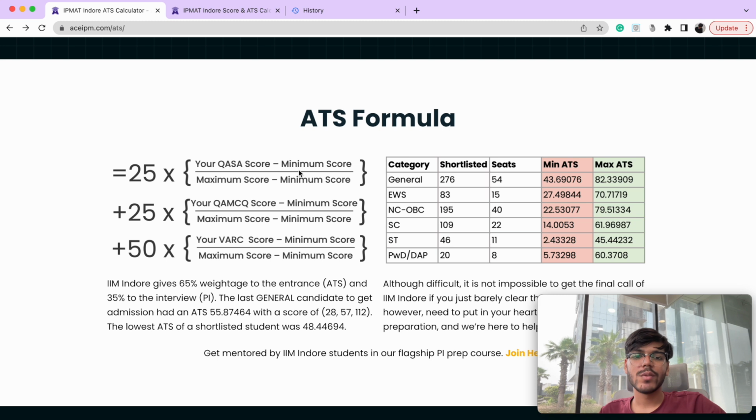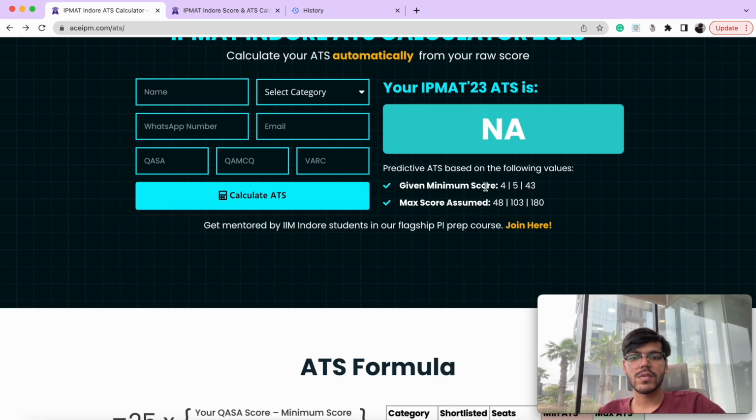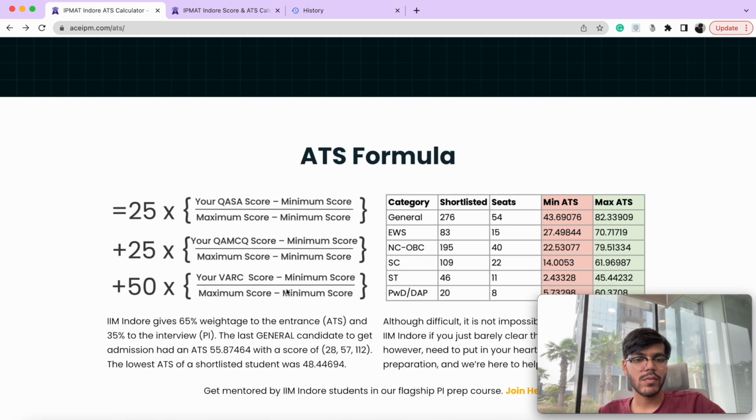And if you see the minimum score, the minimum score would most likely be the minimum score which a shortlisted person has gotten in that particular section, and this is across category. So if a PWD candidate is scoring 5 marks as the minimum qualifying criteria for the interview process in the QASA section, or actually 4 marks over here, so in that case it will be 4. The minimum score will be taken as 4. Similarly for QAMCQ it was 5, so it is being taken as 5, and 43 was the verbal cutoff, so that was taken as 43. So in that case these will be the minimum scores.